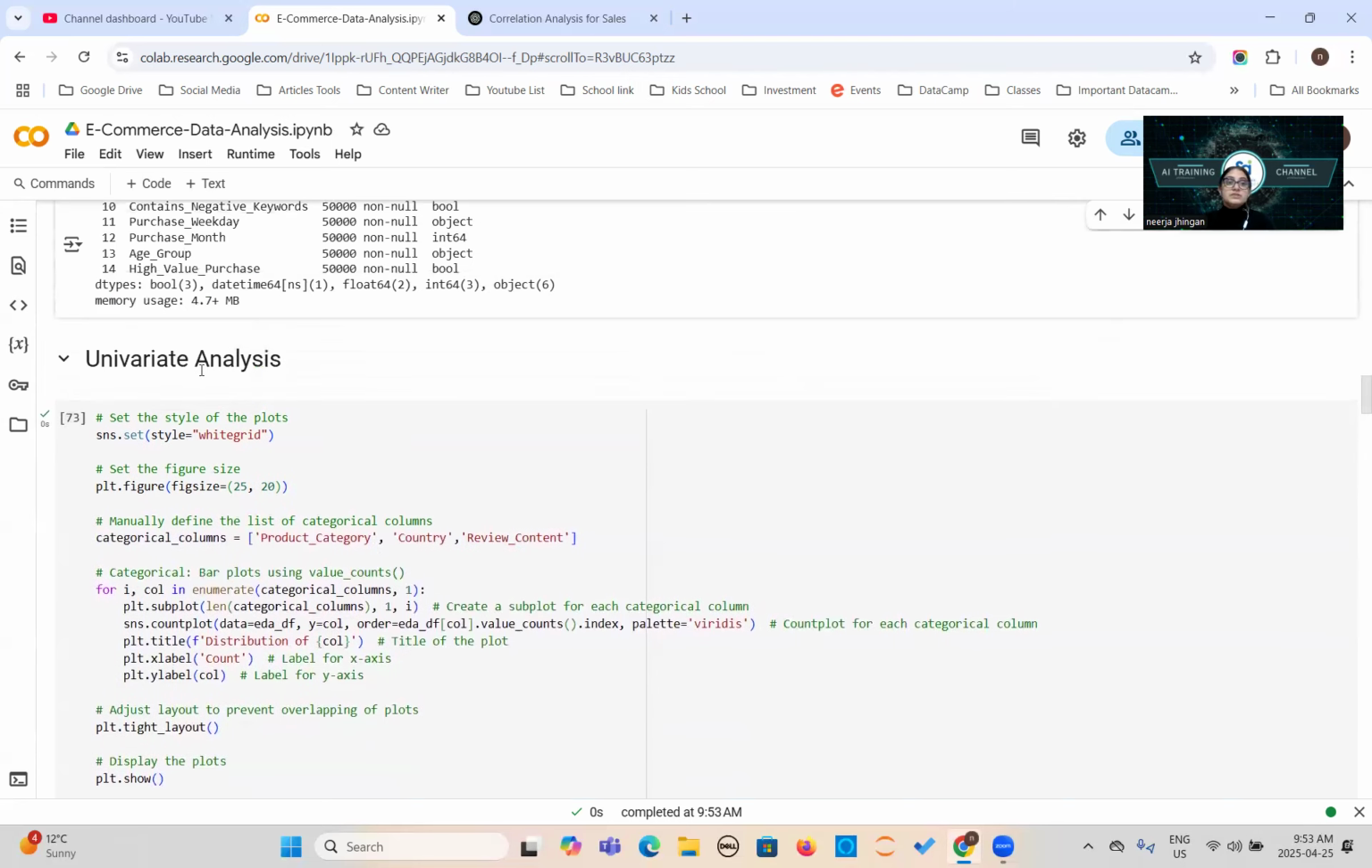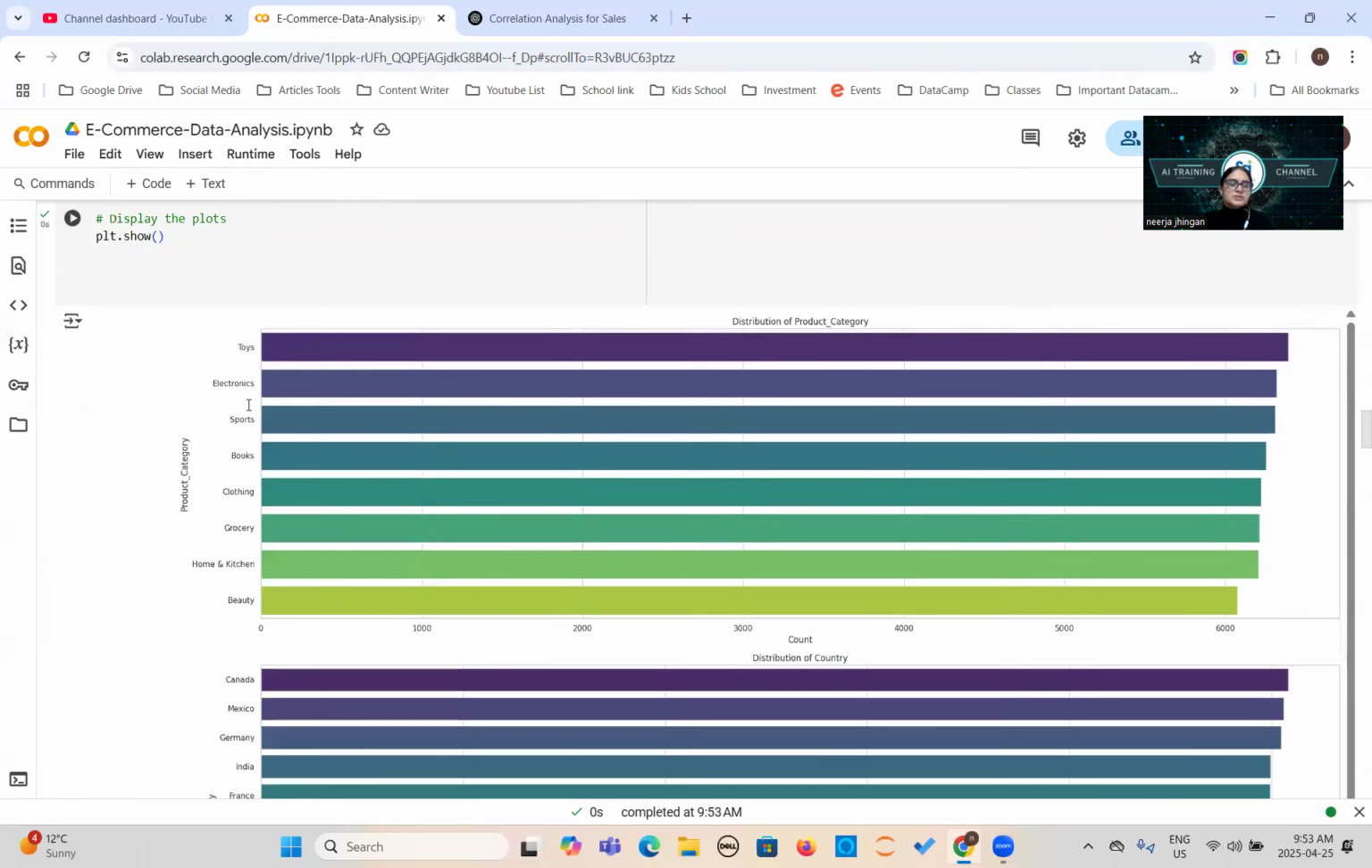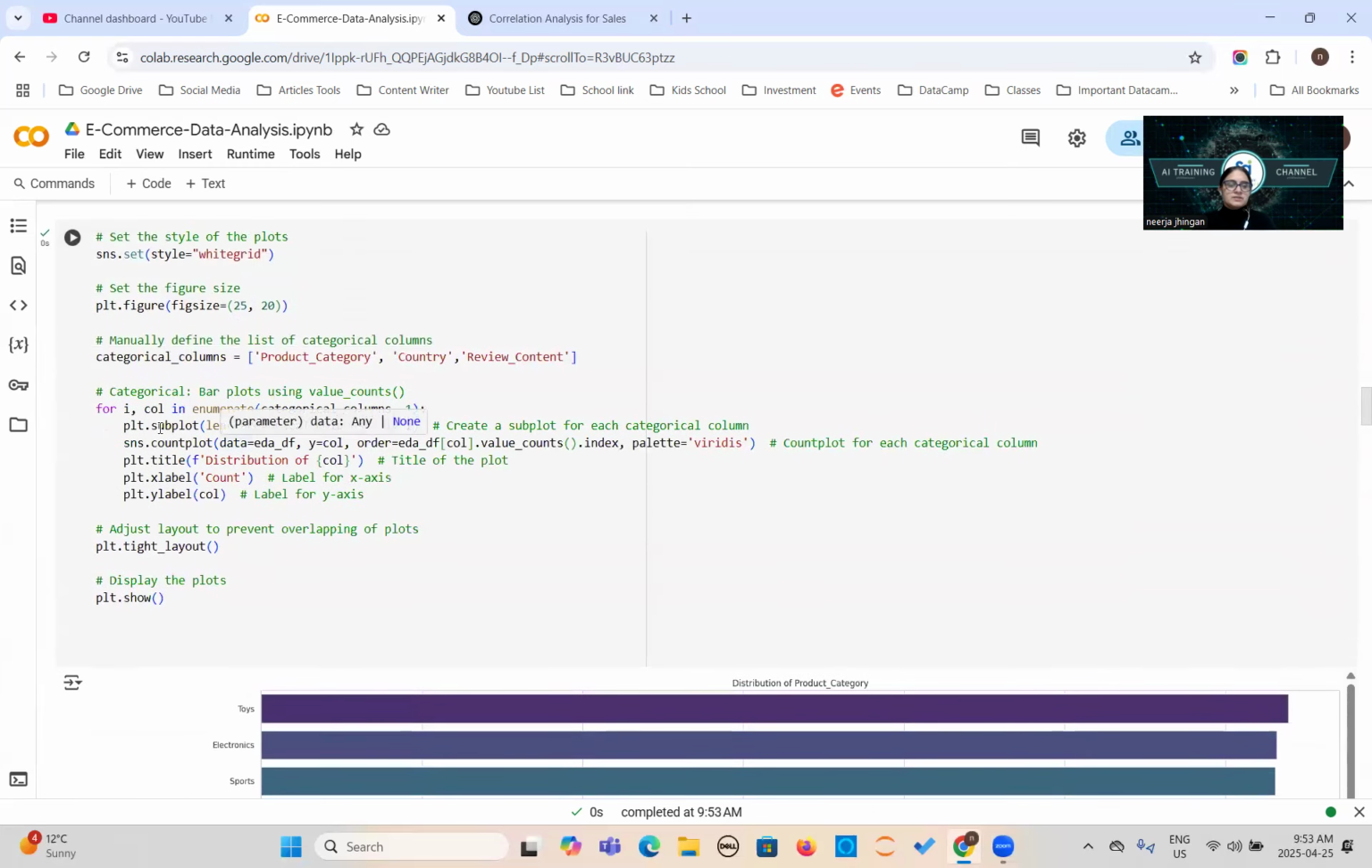Now we will start with the univariate analysis. What is univariate analysis? This is when you want to show a single feature's distribution. That is called univariate. So first of all, we are going to plot the univariate distribution for the categorical column. I want to look at the univariate distribution for the product category: which product category's count sold the most. This is the most basic e-commerce transaction insight.